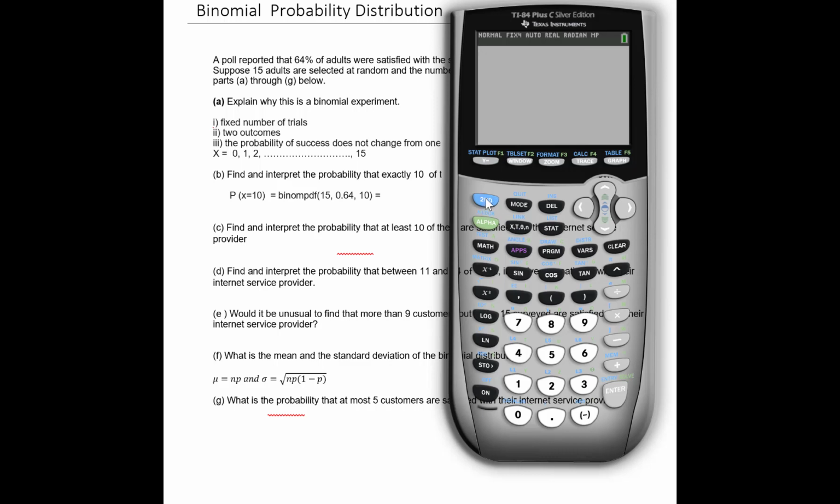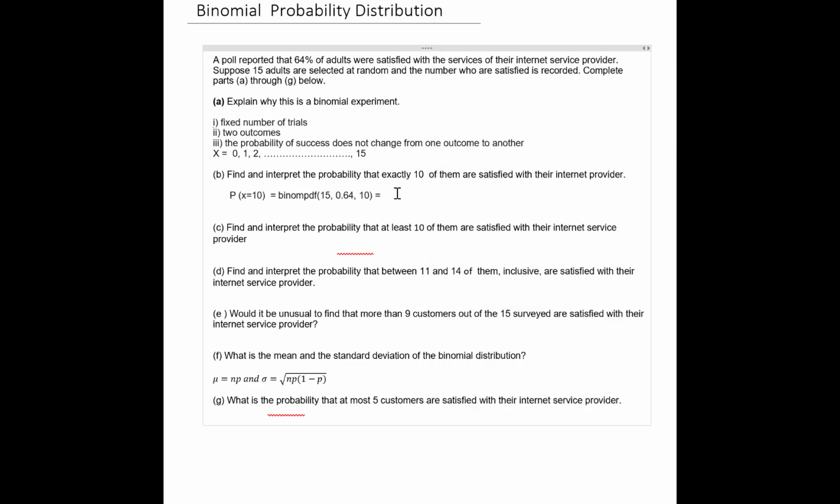So press second and variables, and then scroll down to binomial PDF. The binomial PDF is reserved for the question about an exact number. So enter. How many trials do we have? We have 15. We ask 15 customers. What is the probability of success? It's 0.64. And what is the value in the question? It's 10. Then paste, and press enter, and it's 0.2093.